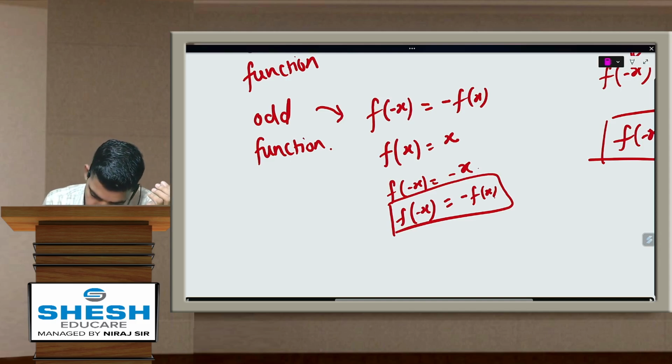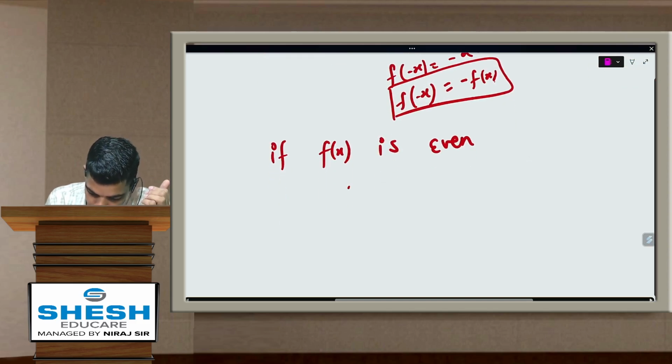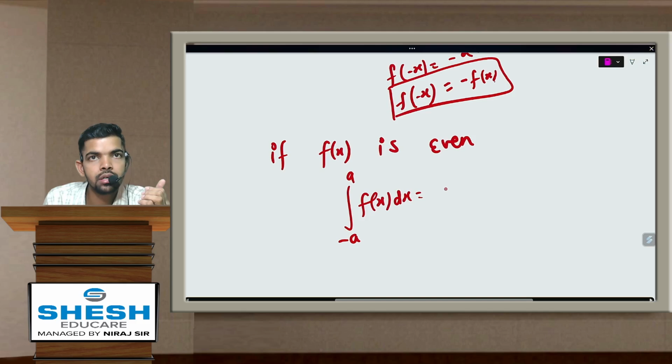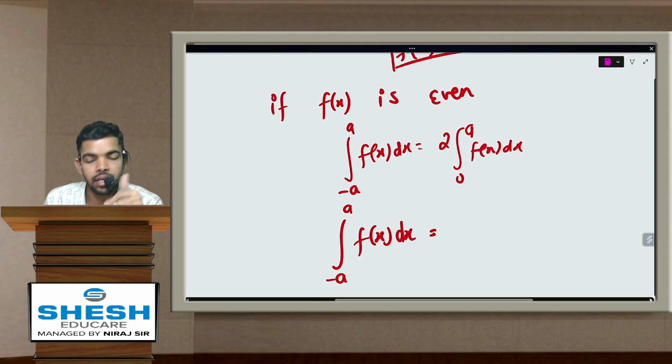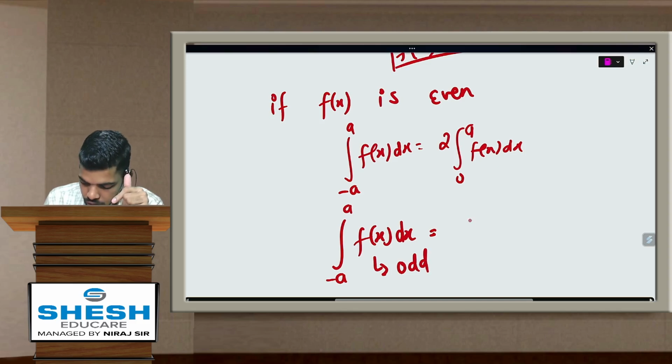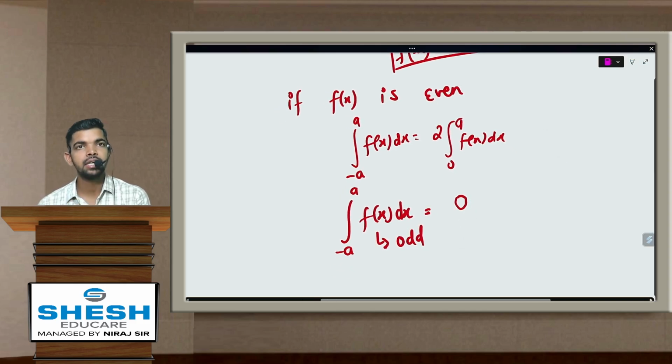Okay, so if the function is even, if f of x is even, then what do we write? Integration of minus a to a f of x dx is 2 into 0 to a f of x dx. But if you have the function as odd, minus a to a f of x dx, and if f of x is given as an odd function, then you will get the answer as 0. Okay, this was odd function and even function.